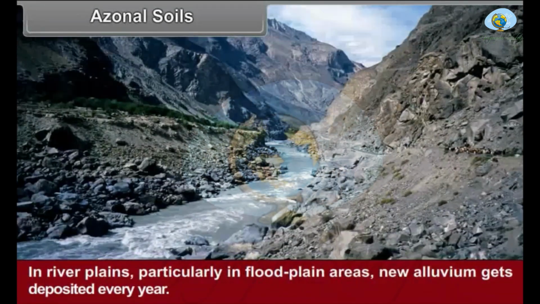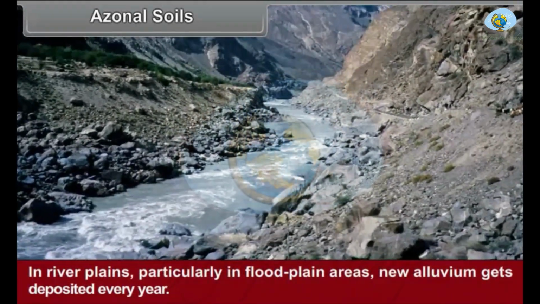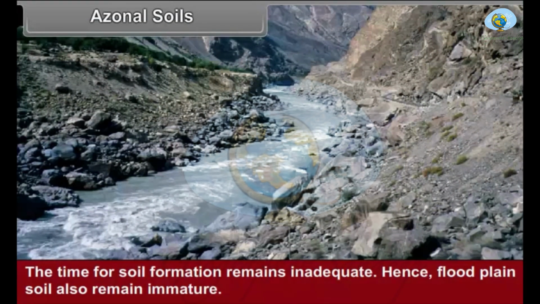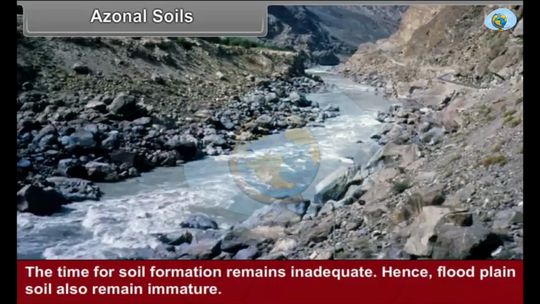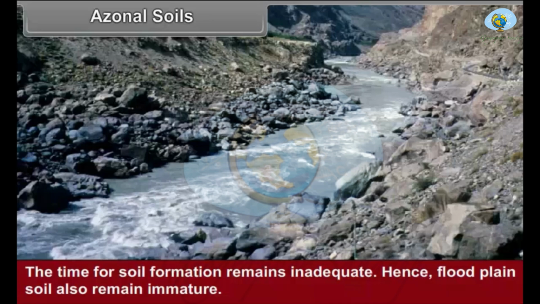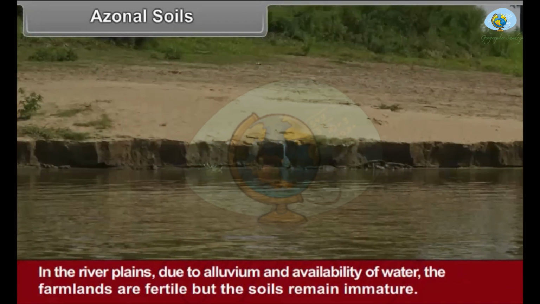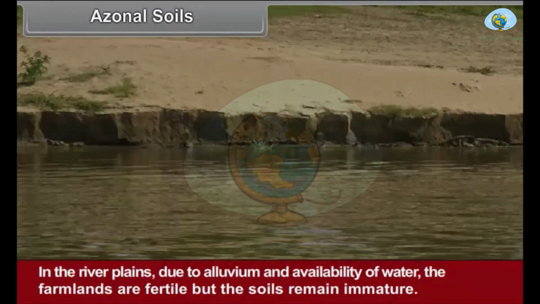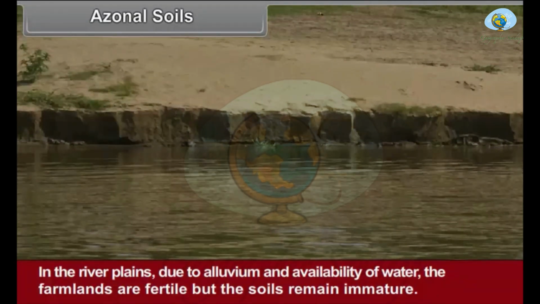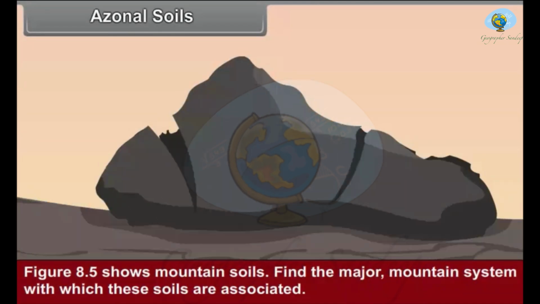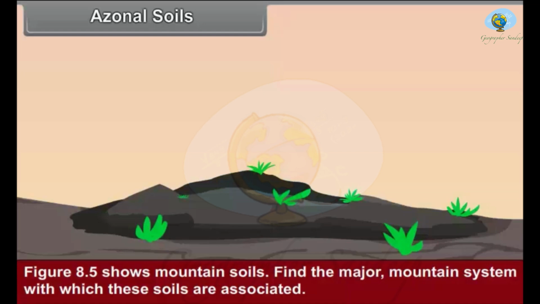In river plains, particularly in floodplain areas, new alluvium gets deposited every year. The time for soil formation remains inadequate. Hence, floodplain soils also remain immature. In the river plains, due to alluvium and availability of water, the farmlands are fertile, but the soils immature. Figure 8.5 shows mountain soils. Find the major mountain systems with which these soils are associated.